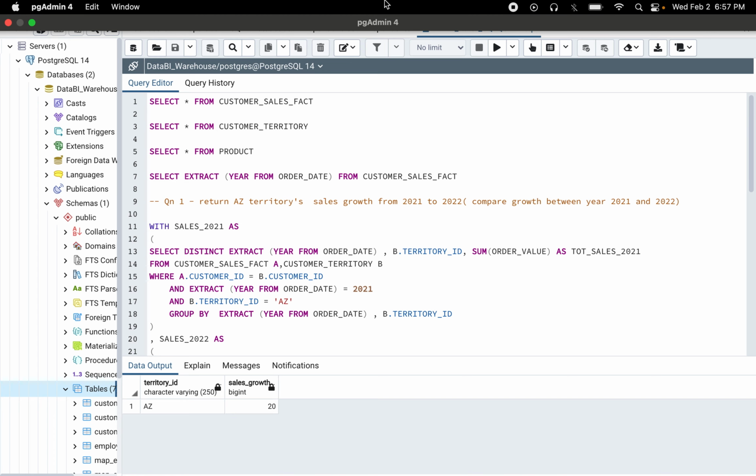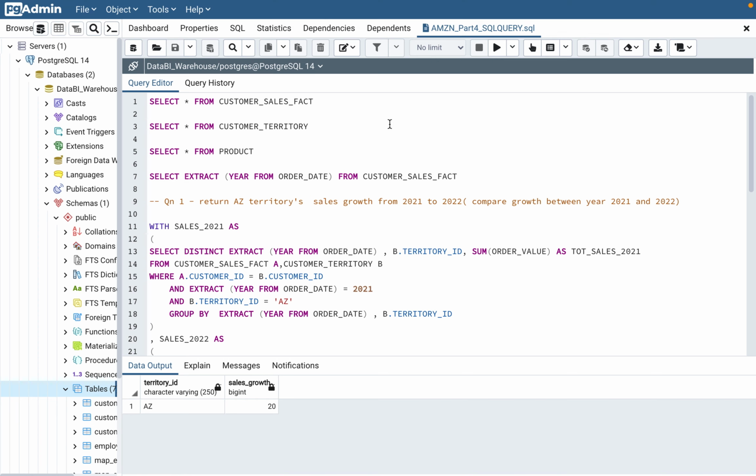Today's questions, if you see, are more percentage based, like growth. We have a couple of questions where they want to see the sales growth from last year to this year, and then the percentage market share.